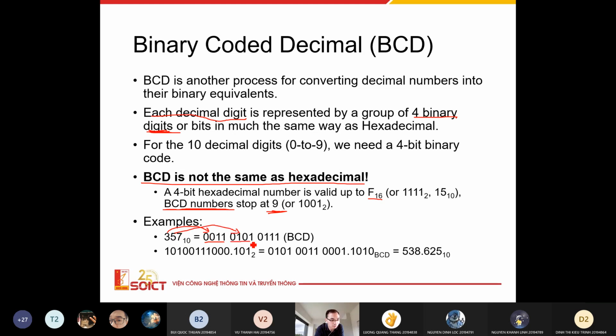This 4 bits is the BCD of 5, and so on. Okay, so that is all for you to finish all the exercises in this lab session. Do you have any questions?